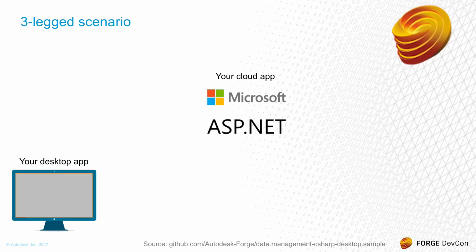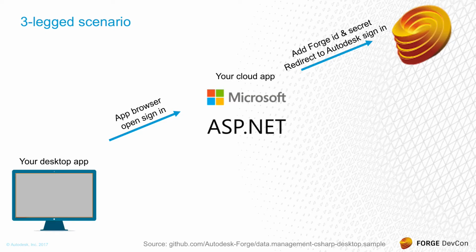So in this case, the desktop application will connect, it will redirect the browser sign in to my cloud application. My cloud application will add the user ID and seek the Forge client ID. The user will then go to Forge, authenticate, enter the credentials. Forge will call back my application.